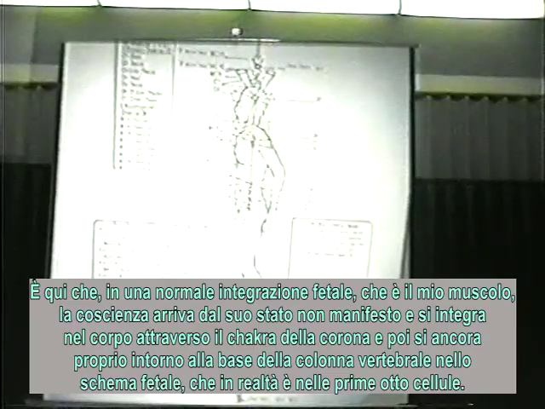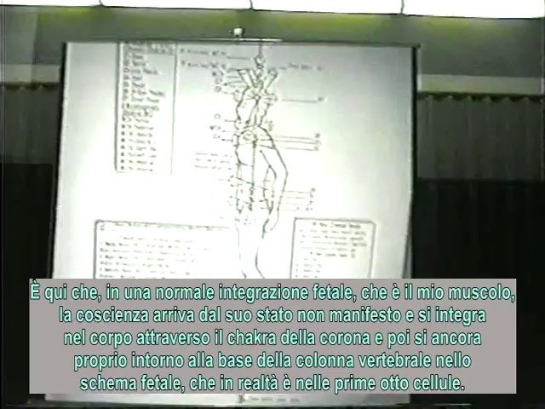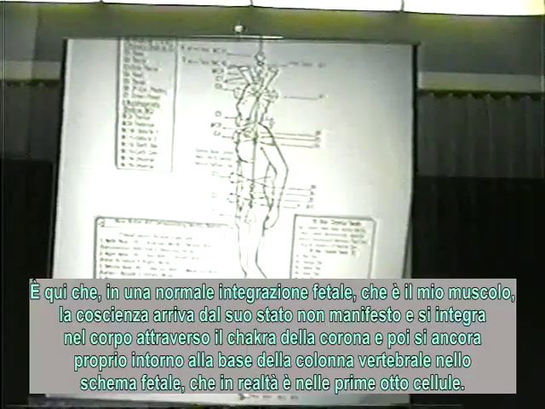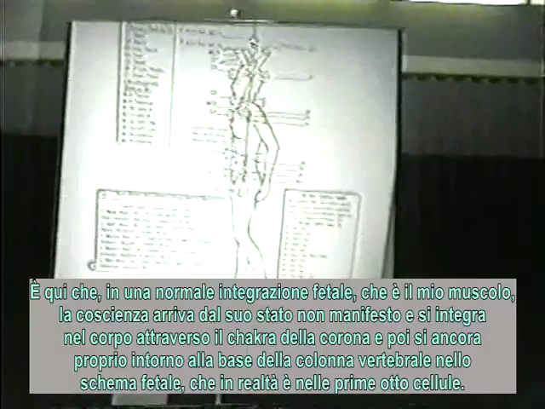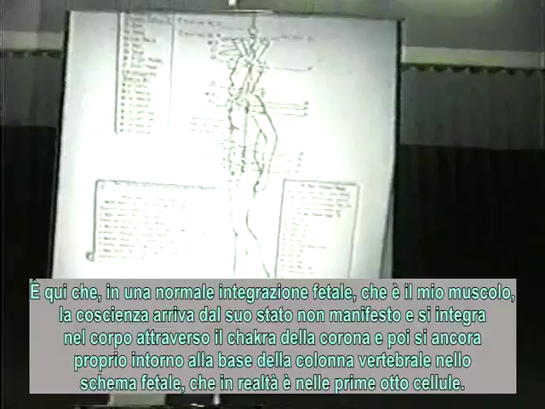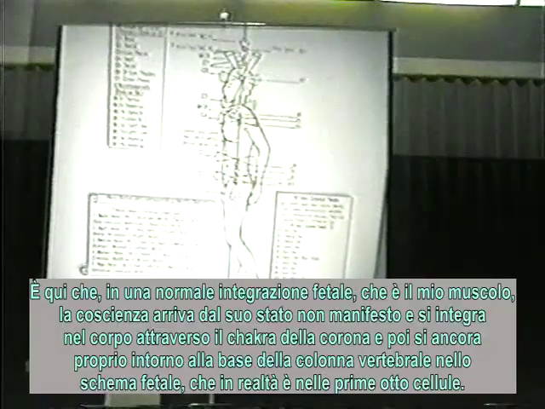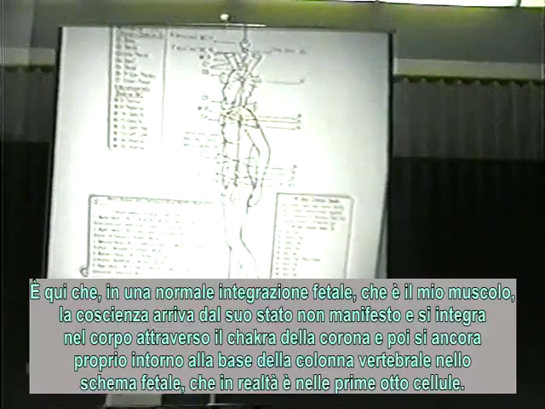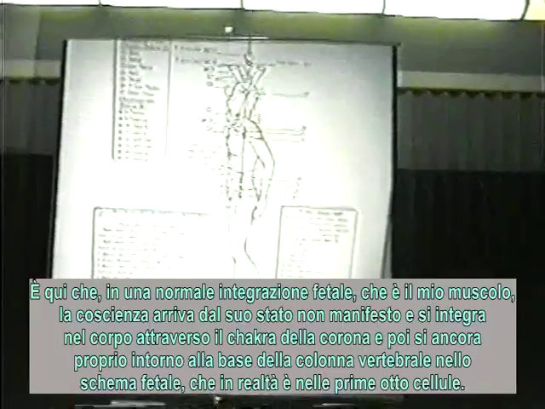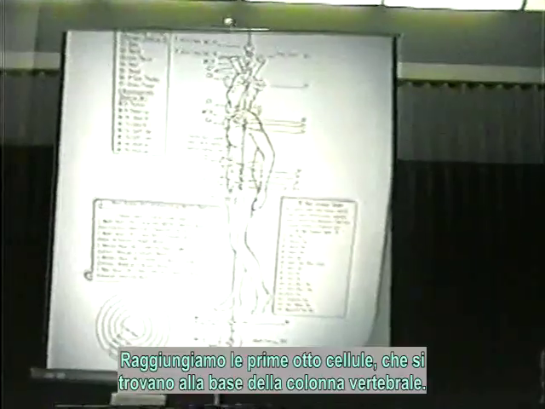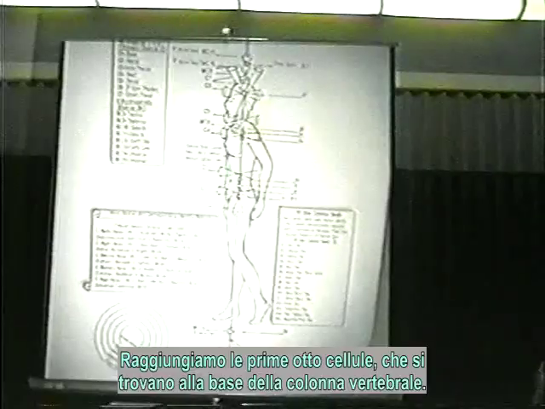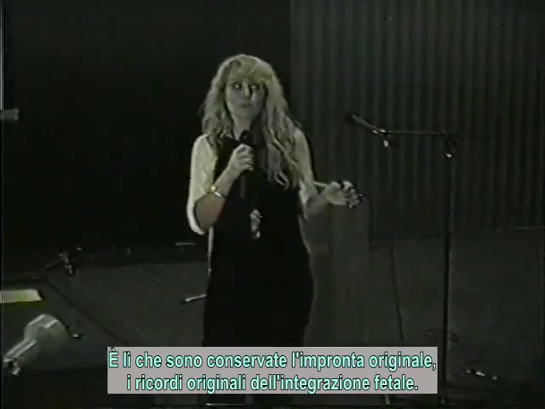This is where, in a normal field integration, the consciousness comes in from its non-manifest state, and it integrates into the body through the crown chakra, and then anchors right around the base of the spine in the fetal pattern, which is into the first 8 cells, actually. We get into the first 8 cells that are stationed at the base of the spine. That's where the original imprint, the original fetal integration memories are stored.